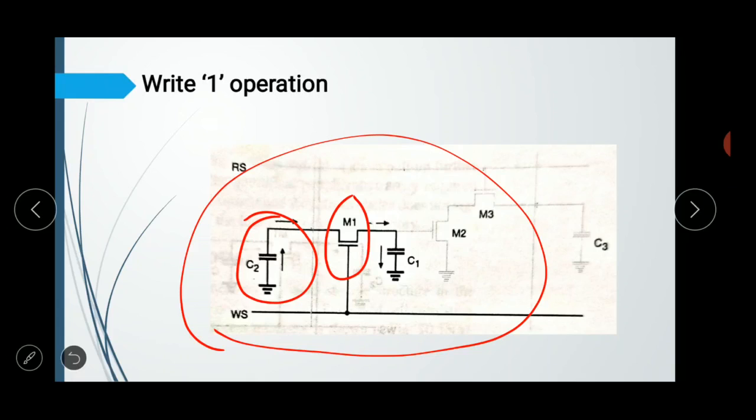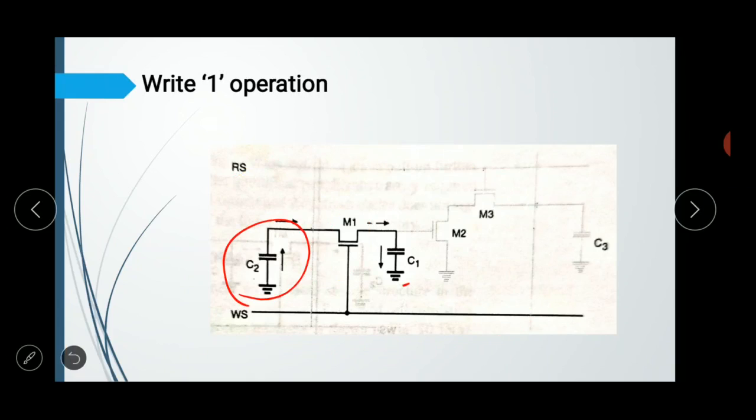So when M1 is turned on, at that time C2 is at a high value but C1 has 0 value. So what happened? Due to the potential difference, C2 starts to discharge. This process is known as the charge sharing process, and this charge sharing process is interpreted as the write 1 operation. Why? Because due to charge sharing, after some time the voltage here reaches a high level, meaning 1. So this operation is known as the write 1 operation.